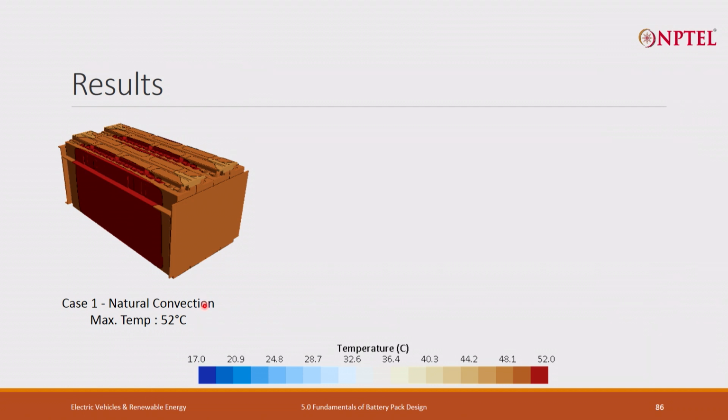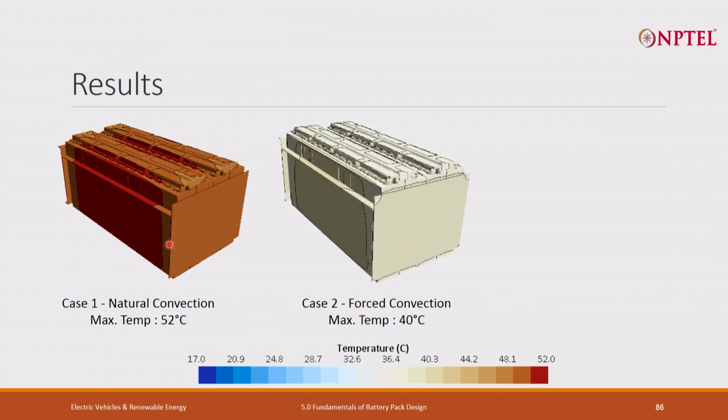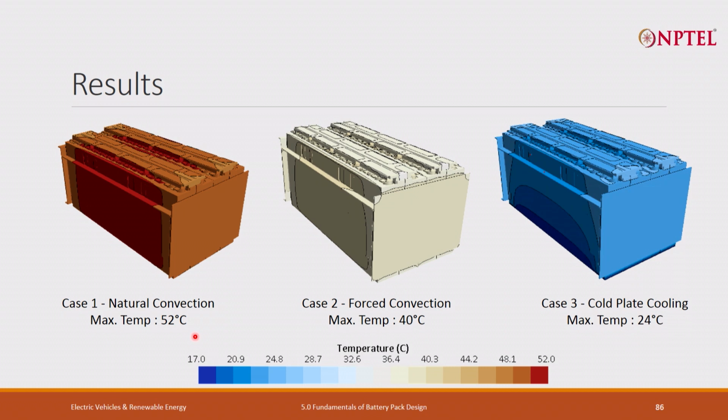In natural convection, the maximum temperature has reached 52 degree centigrade. In case of forced convection, the maximum temperature is 40 degree centigrade. My ambient condition is 35 degree. 12-degree temperature difference by just blowing the air properly at 35 degree. In cold plate cooling, my maximum temperature is 24 degrees centigrade.